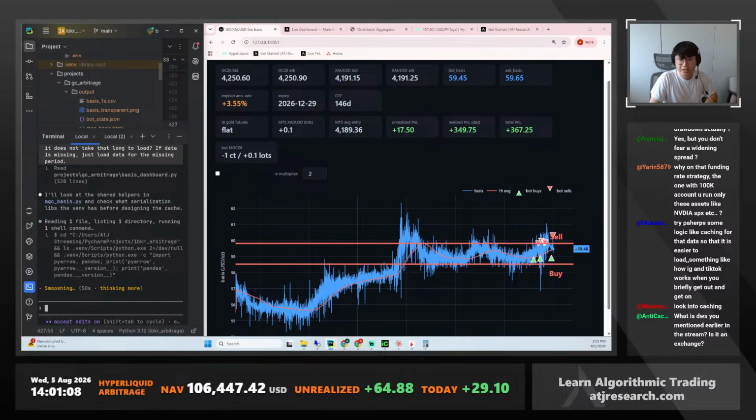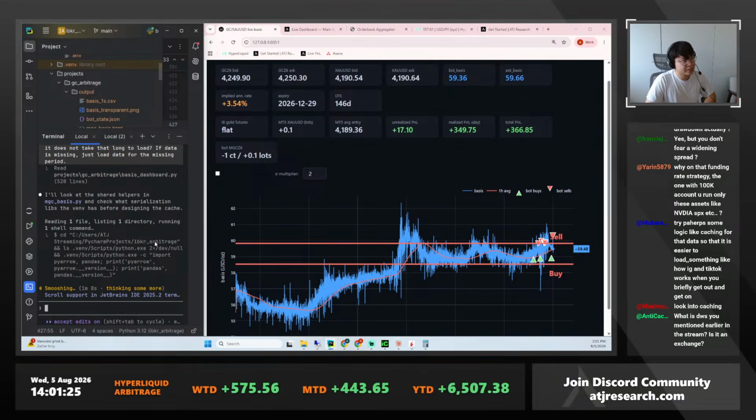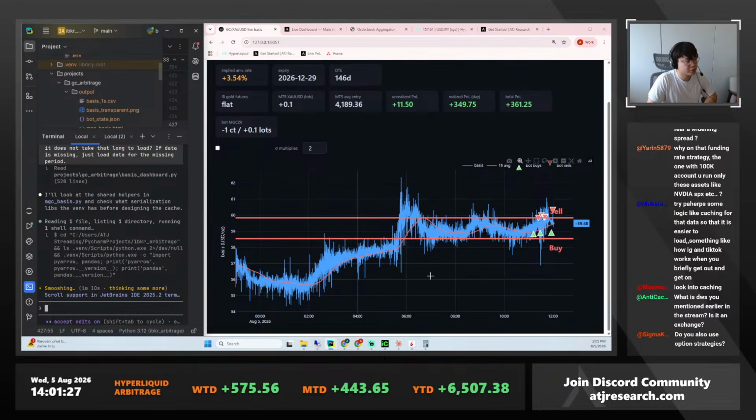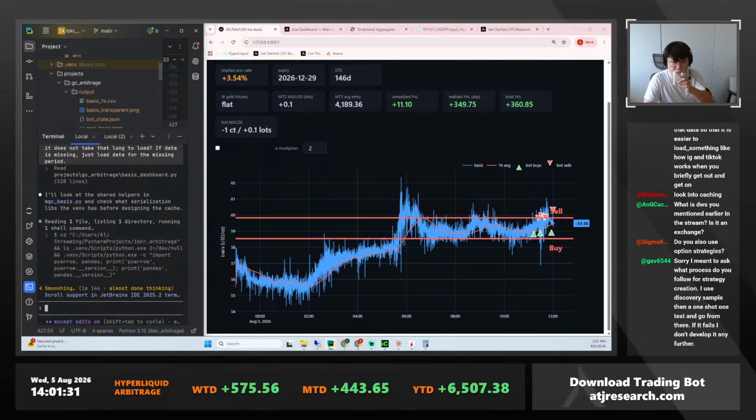Try perhaps some logic like caching for the data so it's easier to load, something like how IGN TikTok works. Yeah, correct. What we're actually doing is caching, and I'm doing a cache in a CSV file. You could do a memory cache, for example, but the best thing I should do is just set up a database. Long term, I should create a MySQL database and save it inside that DB.